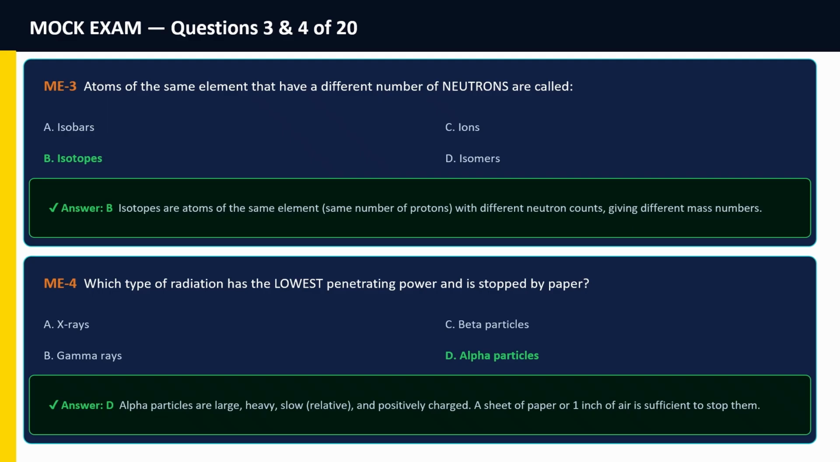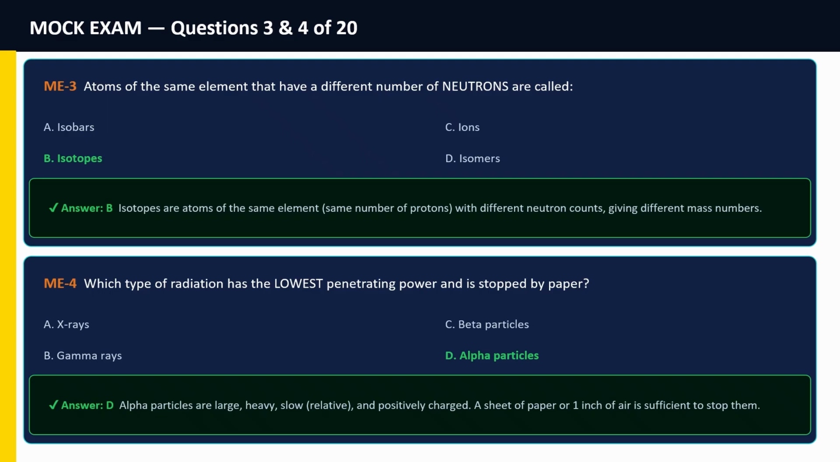Question 4 tests radiation penetration. Alpha radiation has the lowest penetrating capability among the choices. The reason is related to its physical nature. An alpha particle consists of 2 protons and 2 neutrons and carries a positive charge. Its relatively large mass and charge cause strong interactions with matter, resulting in a very short range.